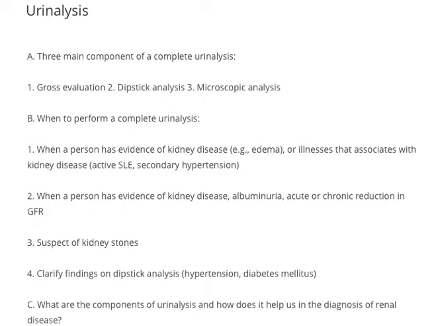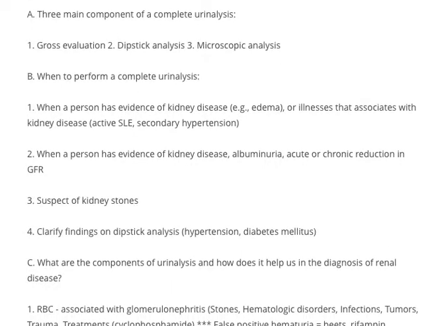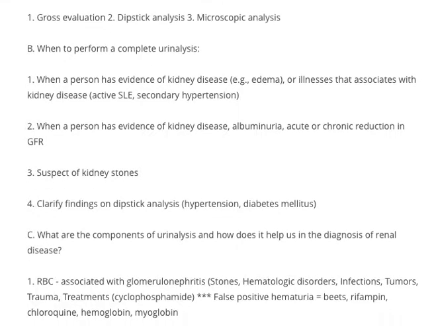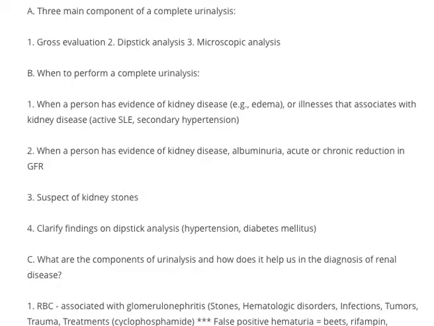Let's talk about number 1. What are the 3 main components of a complete urinalysis? Well, a complete urinalysis contains the 3 components that include the gross evaluation, a dipstick analysis, and a microscopic analysis. In the gross evaluation, we look for the color, the turbidity of the urine, and any abnormalities that we find in the urine.